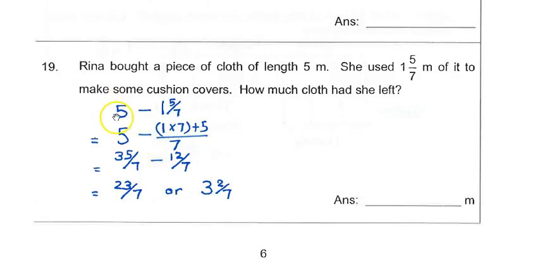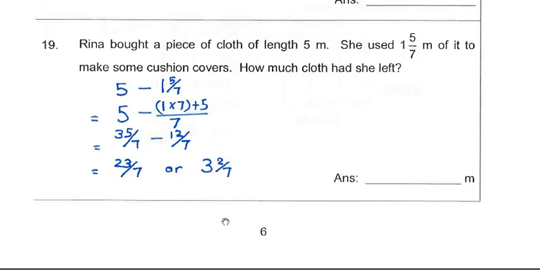Take 5 meters minus this 1 5/7. When you minus this, you convert this into improper fraction first. The base will be 7. Now you got to find out, for this 5, what divided by 7, the base, gives you 5. So it is 35 divided by 7 gives you 5. Once you got the denominator as the same, 7 and 7, it is 35 minus 12 is 23/7, or 3 2/7 meters. Next.